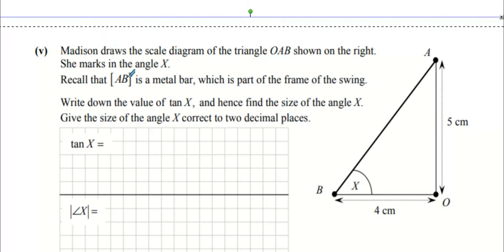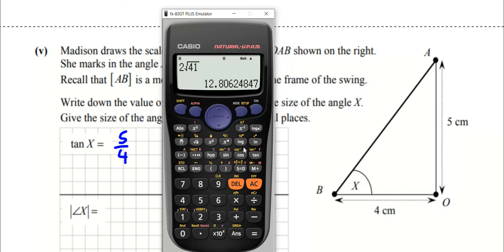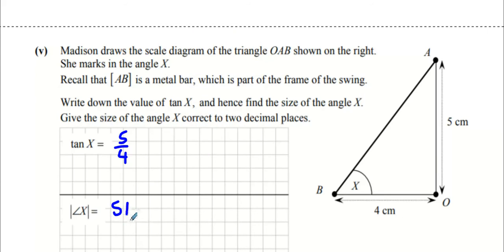Next one. This is a trigonometry question, but look, we'll go for it anyway. Tan x is 5 over 4. Tan inverse, shift, tan inverse 5 over 4. 51 degrees. Okay. Good job.